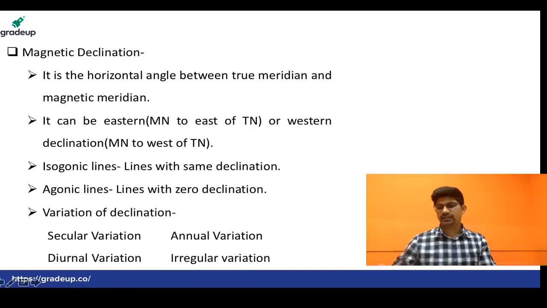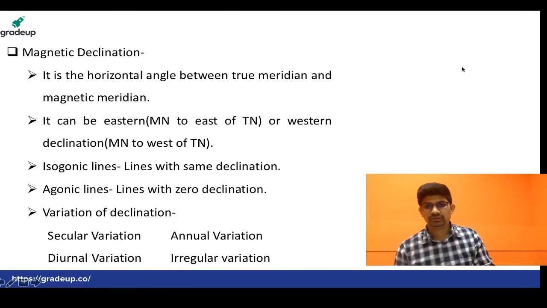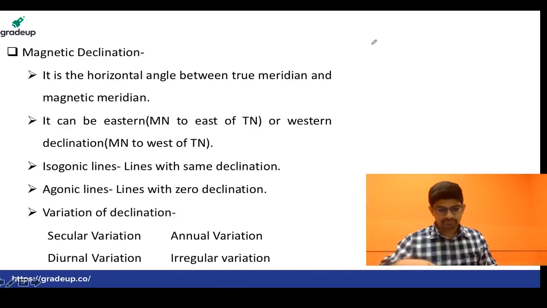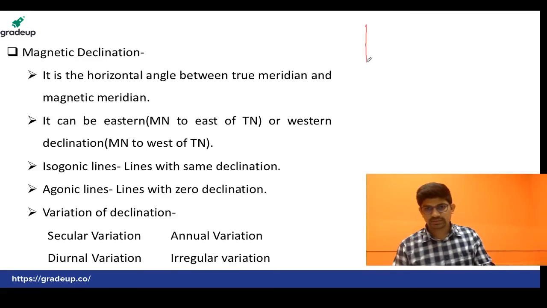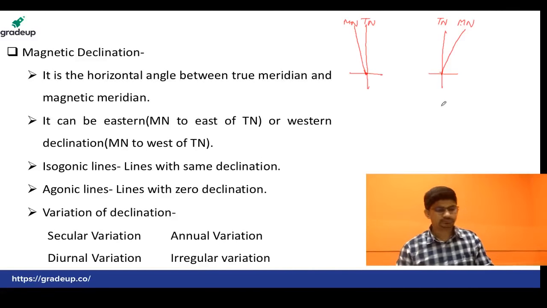Now what is declination? Earlier I had drawn a diagram. It was something like this. This is the true north and this is the magnetic north. Similarly, the other case can be true north and that is magnetic north.